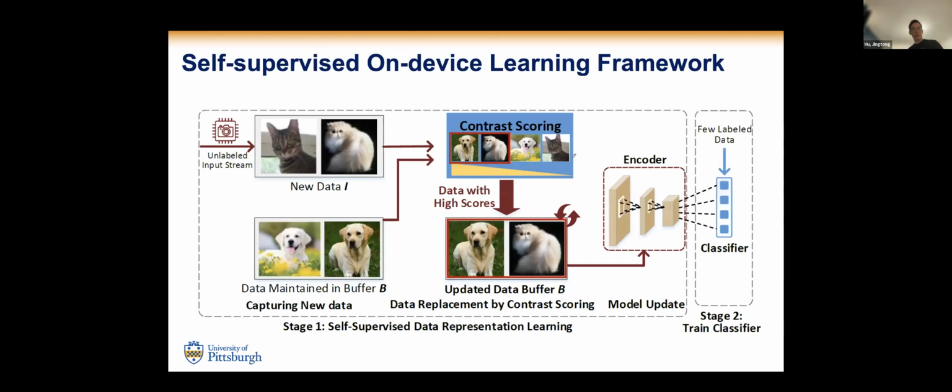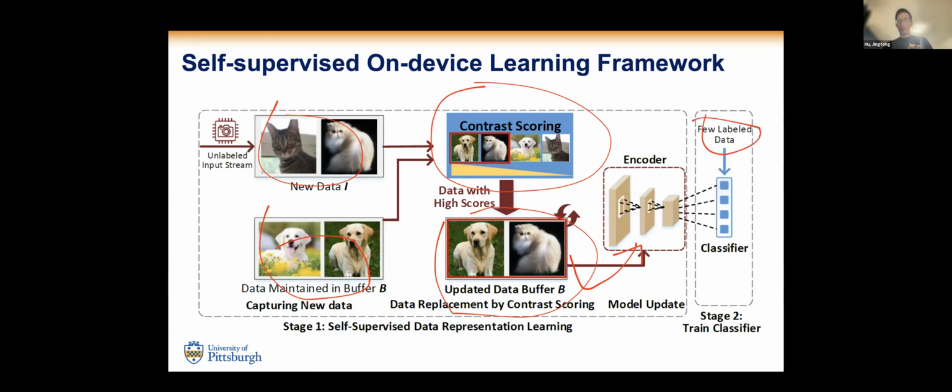So this is our proposed self-supervised on-device learning framework. When we have new data come in, we already have some data maintained in a memory buffer. We combine them together and use this contrastive score to select the most representative data. Then we feed this representative data to the encoder to train the encoder, and after you train the encoder, we still need a few labeled data to train the classifier. But we don't need to label everything. The majority of data does not need to be labeled.